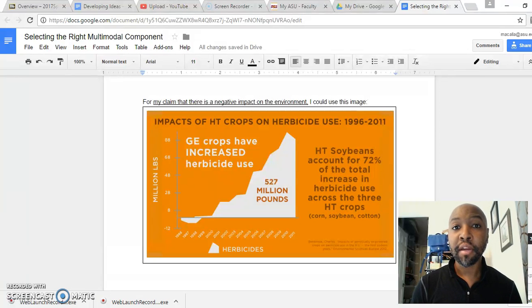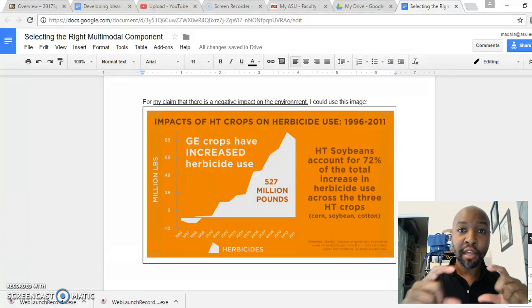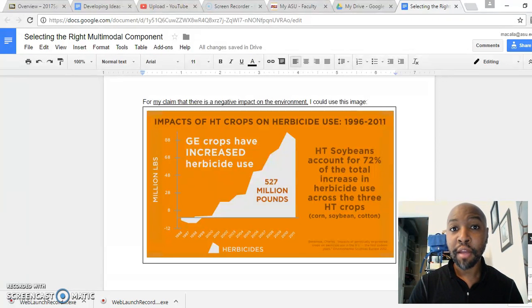So it's a pairing. You have to have the right image, the right multimedia component, and you have to integrate it in and talk about it in the body of the paper. There's a lot to think about, a lot to digest, but I hope this helps you think about how you can revise from rough draft to final draft and include that multimodal component.